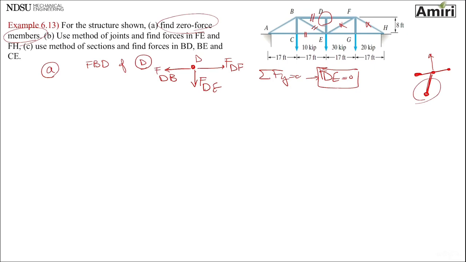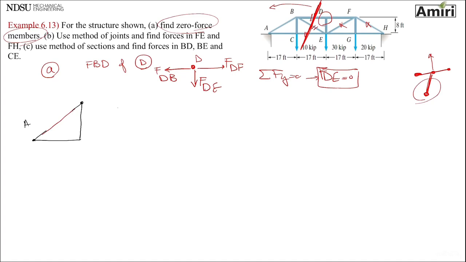Use method of joints to find forces in FE and FH. Well, how about we do method of sections first? Let's make a cut. Make a cut, pick a half. I like to pick this half. I don't like to draw the members, so I only draw it up to the point. Oh, I selected black color, that's fine.